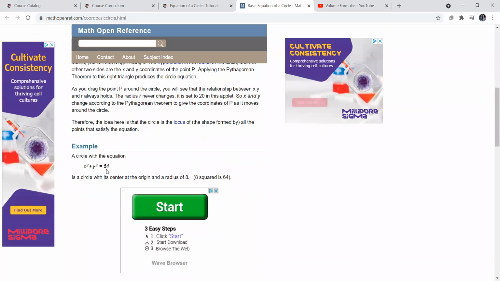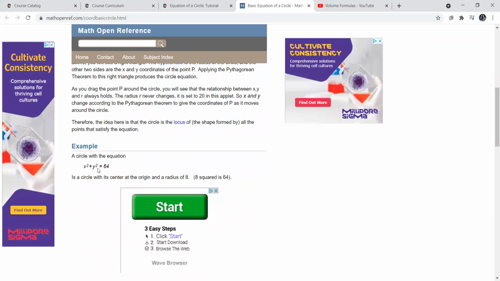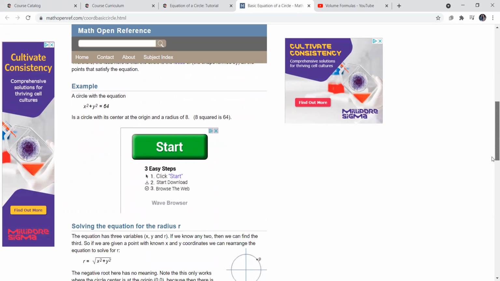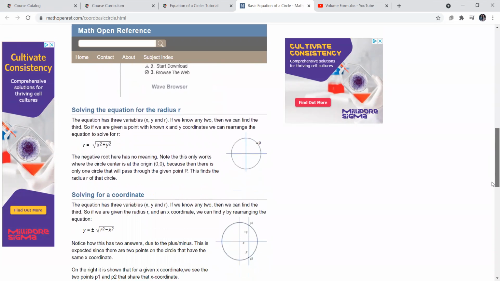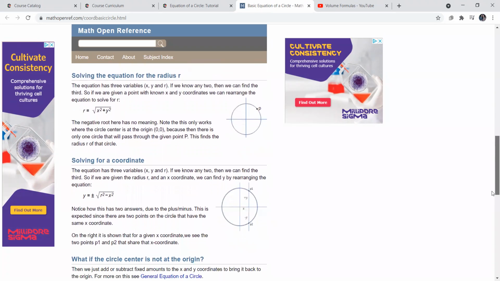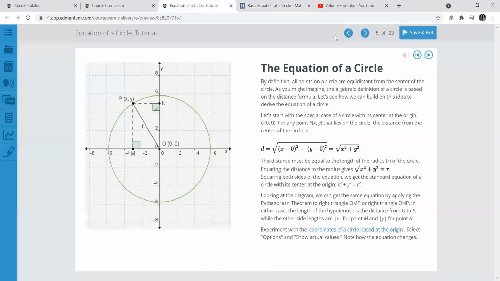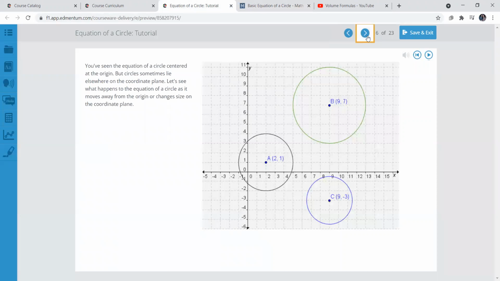And then here's the example right here. A circle with the equation x squared plus y squared equals 64 is a circle with its center at the origin, and the radius is 8, okay? 8 squared is 64, there we go. And here are two examples of how you would solve for the radius. Typically though, you'll be solving for the circle. Now you see the points on the circle. Let's just say these are the radius points, right in the center of the circle. Here's our radius.